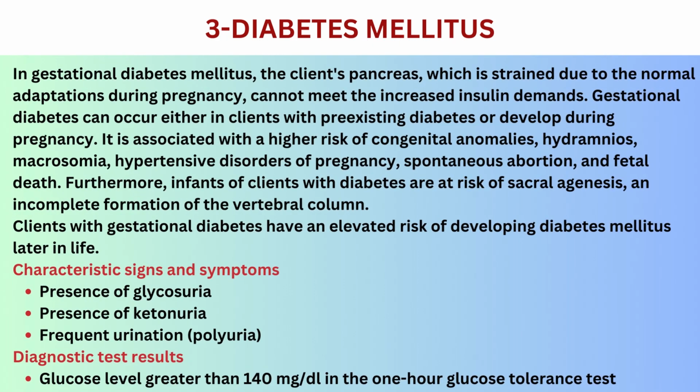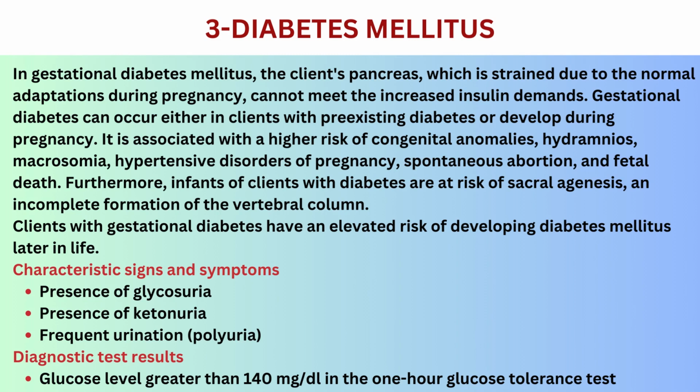Third disorder is diabetes mellitus in pregnancy. In gestational diabetes mellitus, the client's pancreas, which is strained due to the normal adaptation during pregnancy, can't meet the increased insulin demands. Gestational diabetes can occur either in clients with pre-existing diabetes or develop during pregnancy.